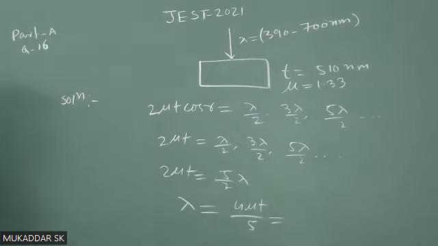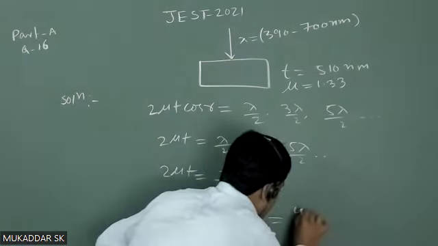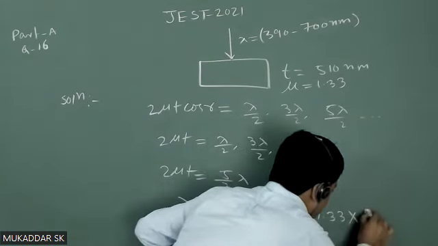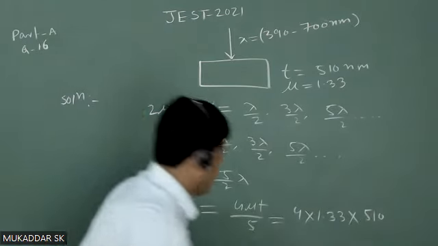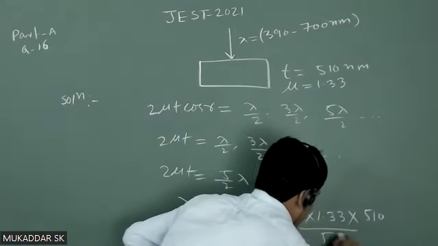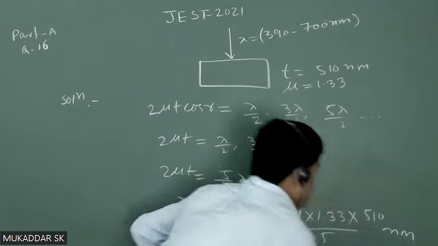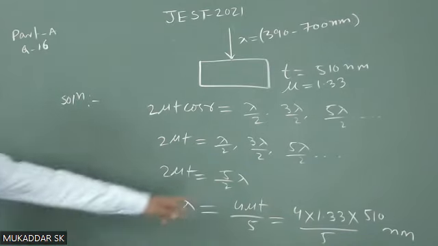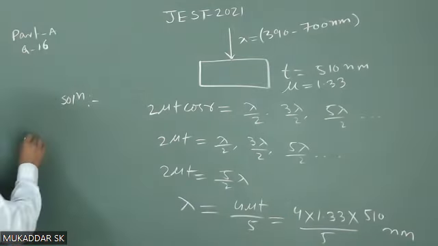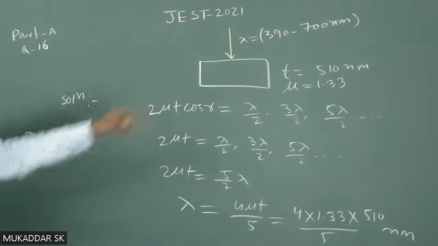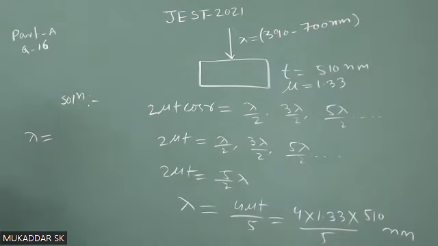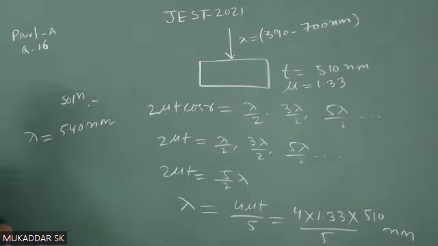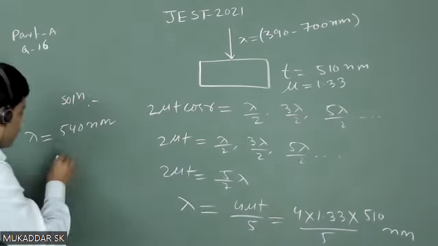And we substitute these values now. So you will have 4 times mu, which is 1.33, and t is 500 nanometers, divided by 5, and the unit will be nanometers. Now if you calculate the wavelength of the dominant color of this thin film, it will become 540 nanometers. And that corresponds to a green light.